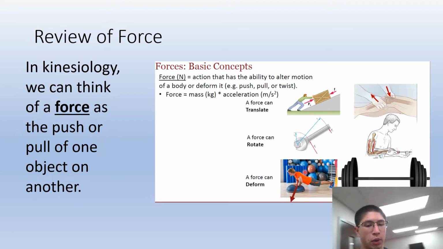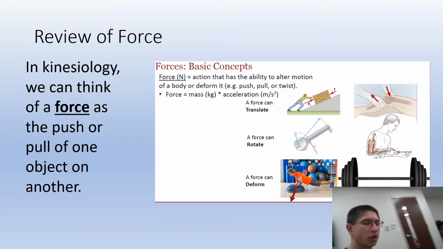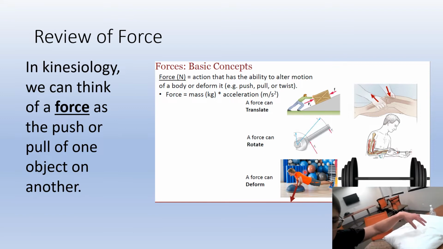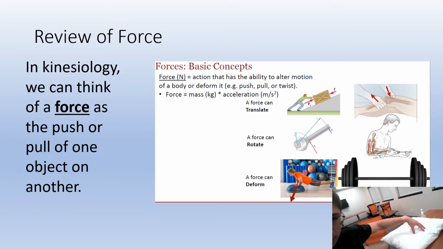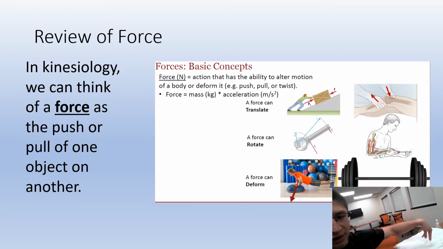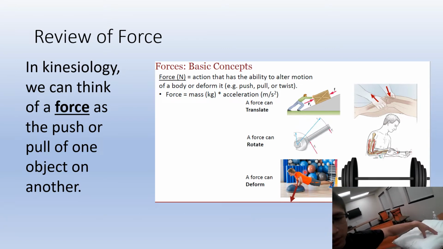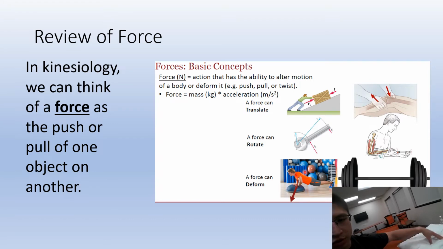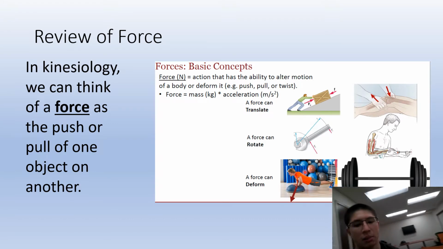For the last example, for deforming an object, we can just use this pillow here. So this pillow on the table, I can push down on it, I can apply force here, and the pillow is not really moving, right? It's not sliding and it's not rotating, but I'm still deforming the object, or just kind of changing the shape of it by applying a force to it.